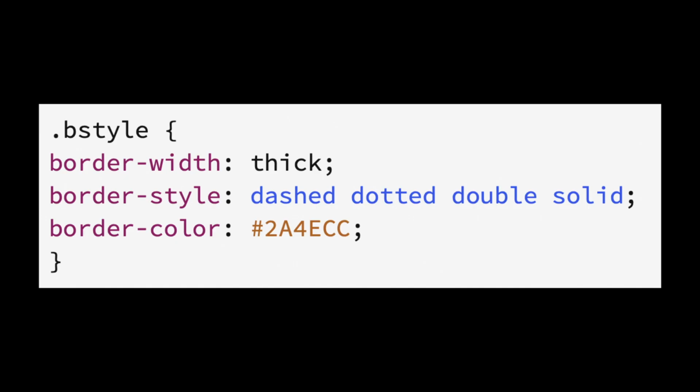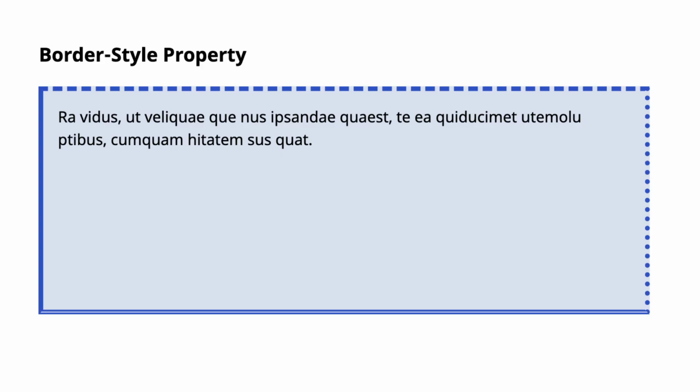In this example, we are keeping the border width the same as thick, and the same blue color for our border, but instead we are changing the border style from dashed at the top and clockwise to dotted, double, and finally solid. This is how it would look.